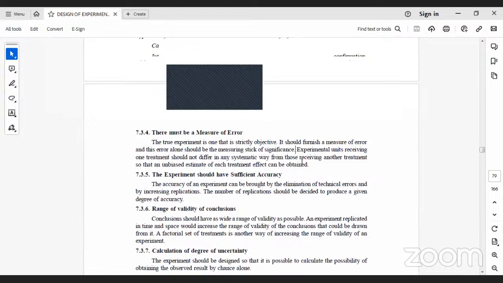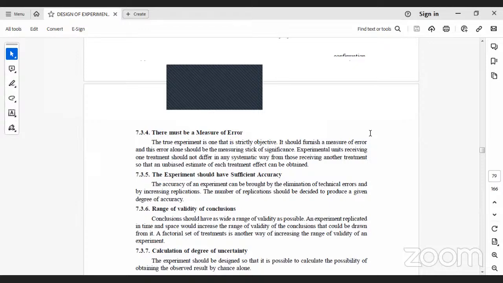The experiment should have sufficient accuracy. The accuracy of an experiment can be improved by the elimination of technical errors and by increasing replication. The number of replications. What is the meaning of replication? Replication means repeated. The number of replications should be decided to produce given degrees of accuracy.